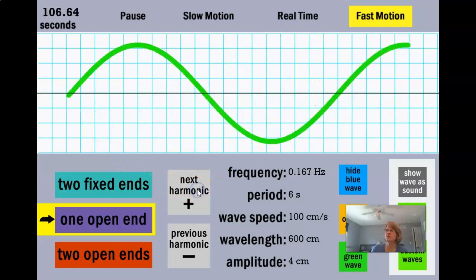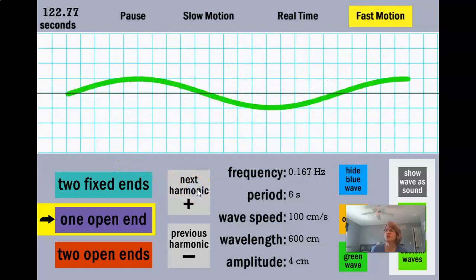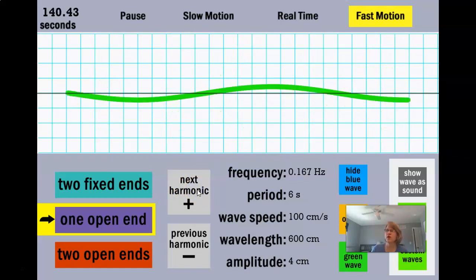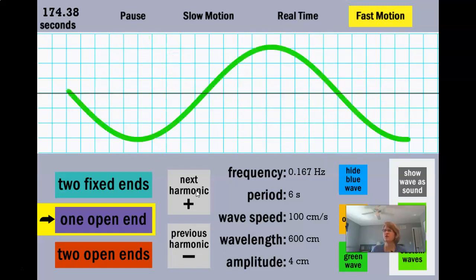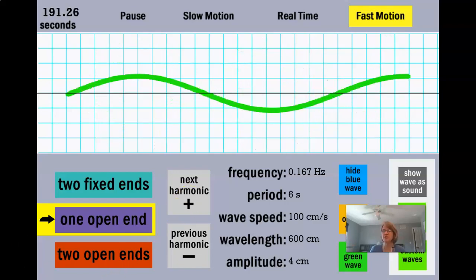The third harmonic looks like this. So you can see that each time we're adding a loop, so to speak, an antinode into the pattern and keeping the same length of the medium.